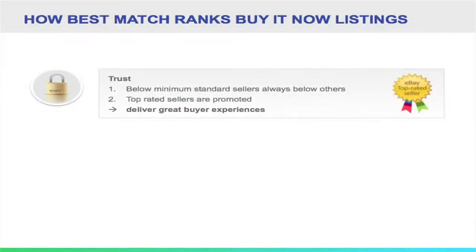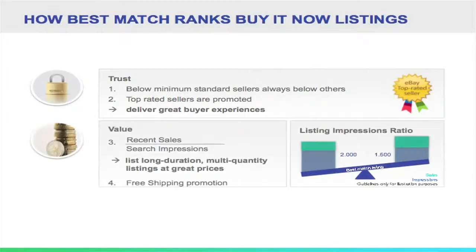First, trust. In the same way as for auction style listings, items from sellers below the minimum standards appear below items from sellers who do meet those standards. There is also a boost given in search to sellers who are top rated. Second, value. We predict value by looking at recent sales. Recent is important. A sale today is more valuable than a sale 2 or 3 weeks ago.